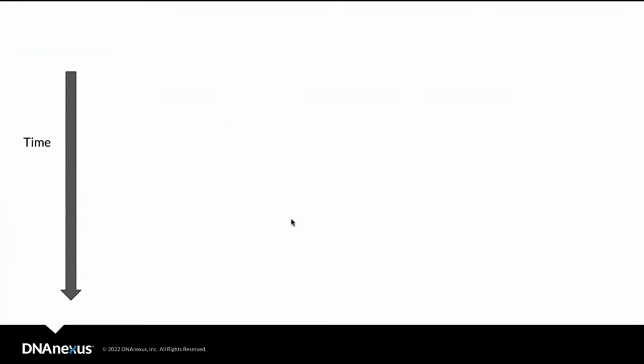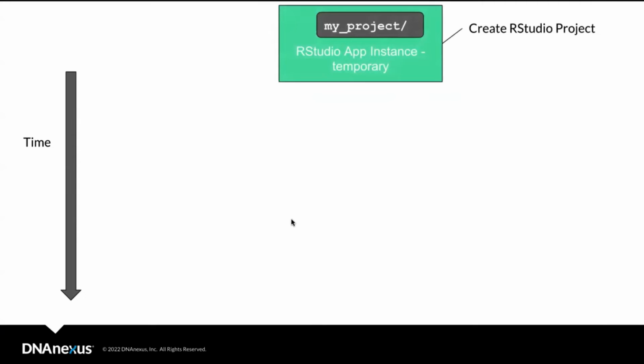So this is kind of a complicated process, so we want to step you through it in terms of timeline, and then we're going to go over these in much more detail. The first thing is, when you've started your RStudio instance and session, you'll create an RStudio project. In our example, it's called my_project.